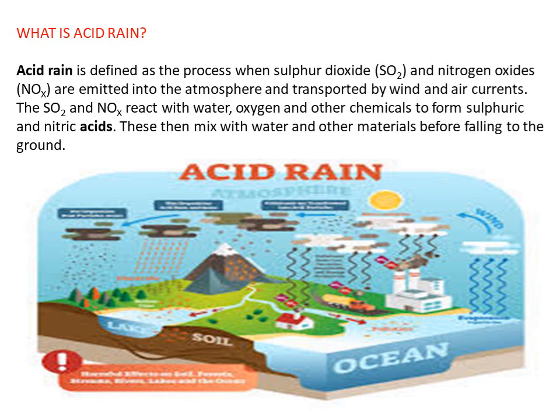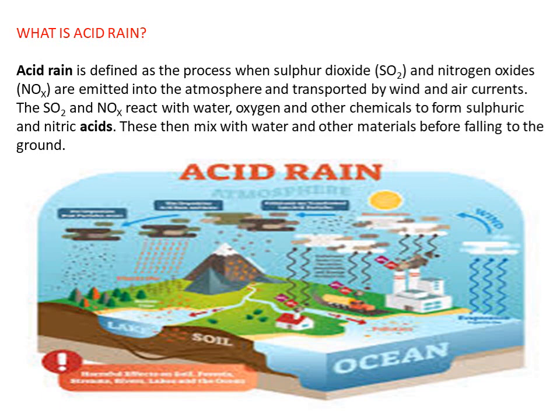Now, what is acid rain? Acid rain is defined as the process when sulfur dioxide, its formula SO2, and nitrogen oxides, NOx, okay, X means X here 1, 2, 3, 4, anything. So that's why NOx, it's nitrogen oxides, are emitted into the atmosphere and transported by wind and air currents.